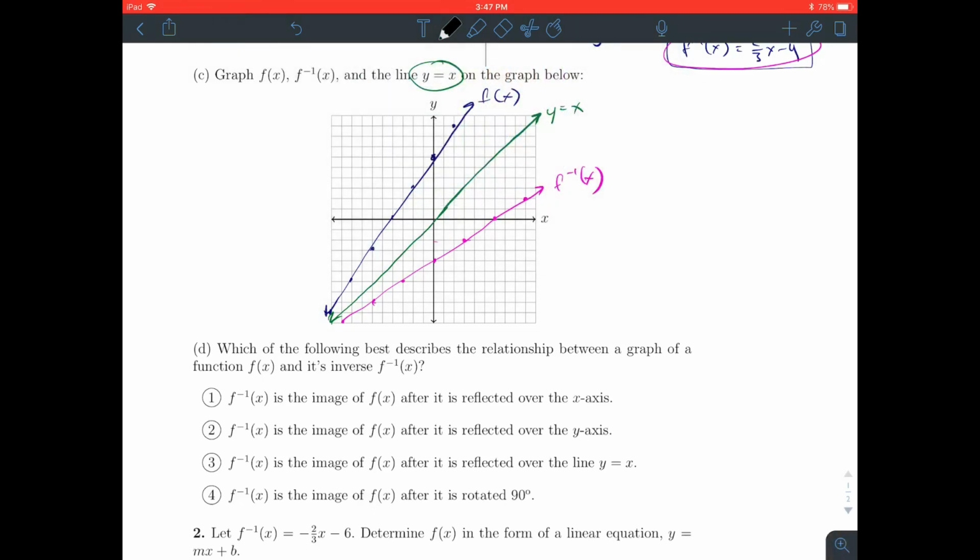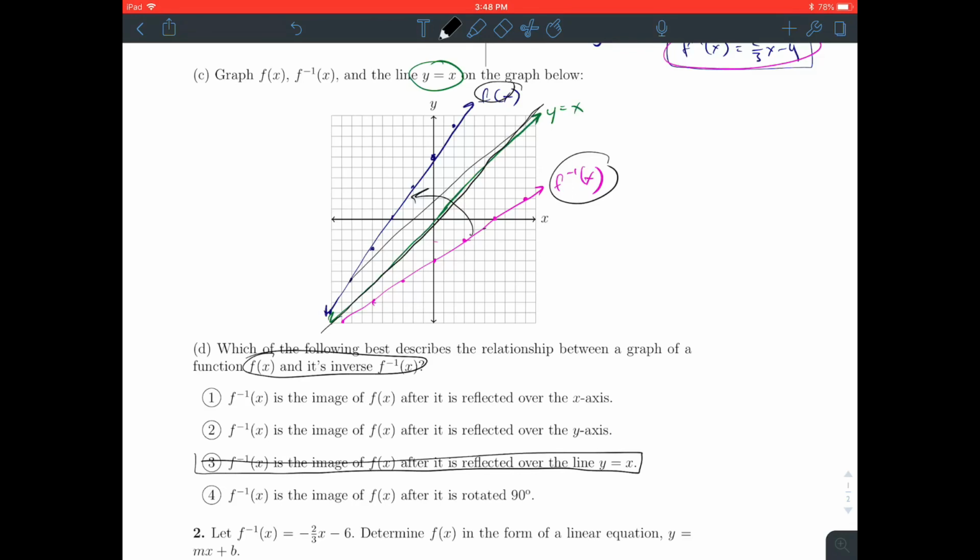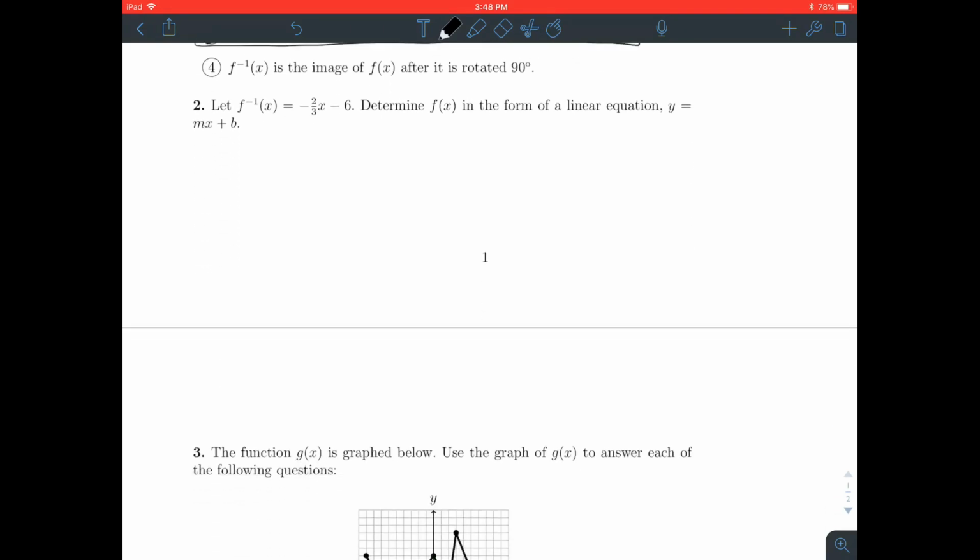So which of the following best describes the relationship between a graph of f of x and its inverse, f inverse of x? If I compare f of x and f inverse of x, I really like the way that one of the students in class explained this today, which is if you took your paper and you folded it along y equals x, f inverse of x would land right on top of f of x. And so we have that f inverse of x must be the image after a reflection over the line y equals x, because it's exactly symmetrical across this line.